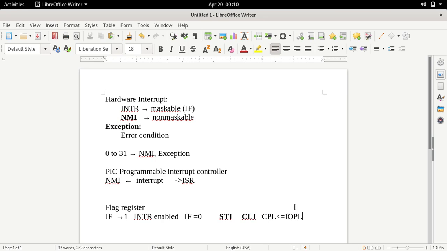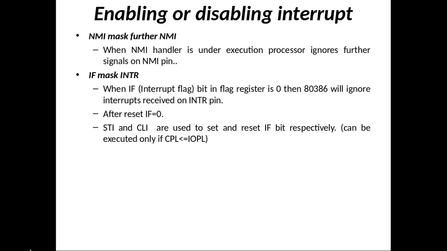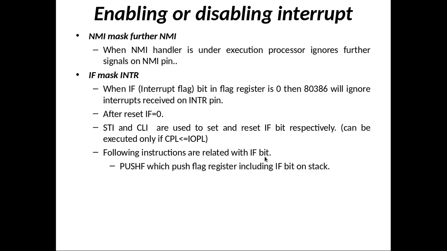We have already discussed this condition, and the same point is explained here. So STI and CLI are used to set or reset the IF flag, and they can be executed only if CPL is less than or equal to IOPL. Then the following instructions are related with the IF bit. Which are the other instructions related with the IF bit?